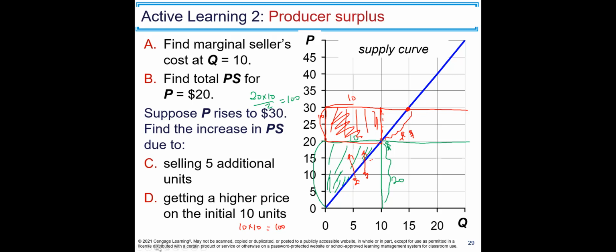Now we are going to find this area, which represents the increase in producer surplus because of selling 5 additional units. Here 5 and this is 10. Therefore 10 times 5, since this is a triangle, divide by 2, 25. So producer surplus increased by a total of 125. 100 of it comes from the existing sellers getting a higher price, and $25 comes from selling 5 additional units.